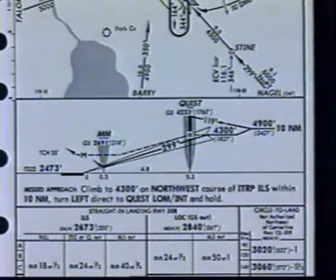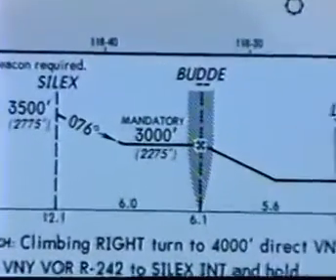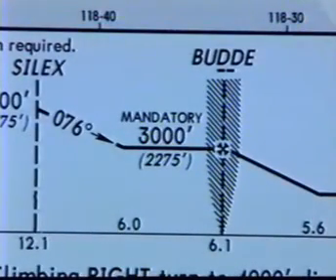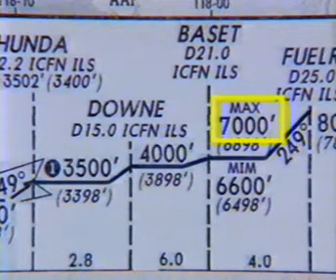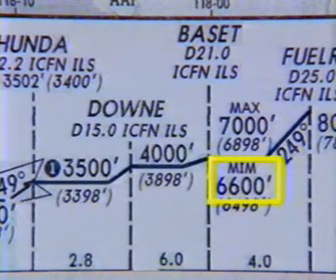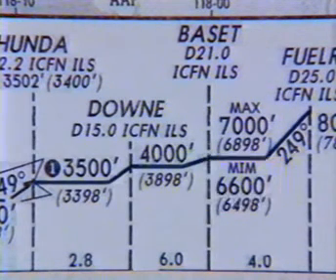While this profile view is typical of most ILS approaches, it's important to look at a few variations. Unless otherwise noted, profile views depict minimum altitudes. This altitude, however, is listed as mandatory, so you must cross Buddy marker at exactly 3,000 feet. Here, the abbreviation MAX indicates a maximum altitude, and MIN means minimum. On this approach, you must cross Bassett intersection between 7,000 and 6,600 feet MSL.